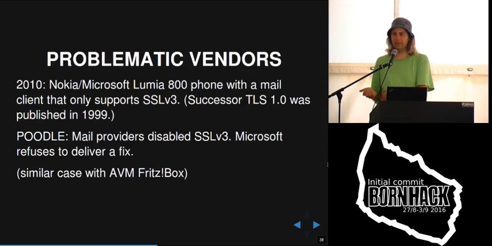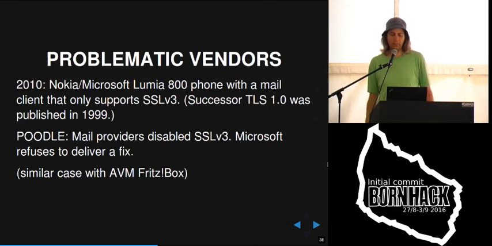In 2010, Nokia and Microsoft produced the Lumia 800 phone, which was at that time a really expensive phone, so it was kind of high-end class. And it had a mail client that only supports SSL version 3. TLS 1.0, which is a successor to SSL version 3, was published in 1999, so 11 years earlier. And then the POODLE attack came, an attack against SSL version 3, so many people disabled SSL version 3. And it turns out people with that phone could not use email anymore because their mail servers were disabling SSL version 3.